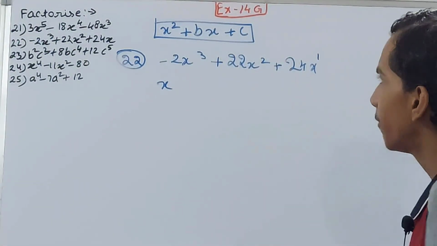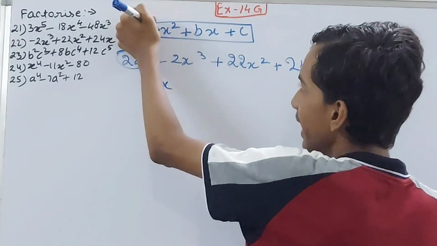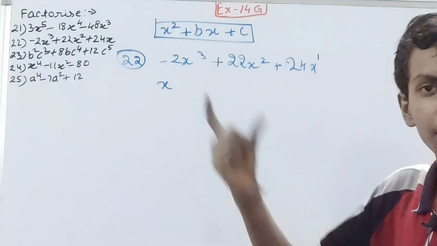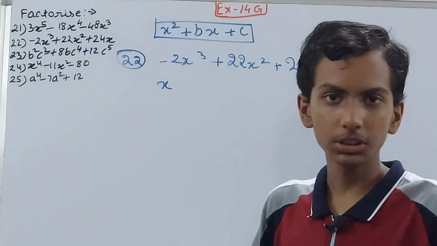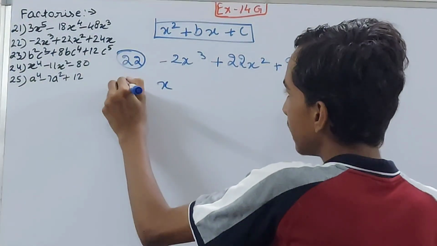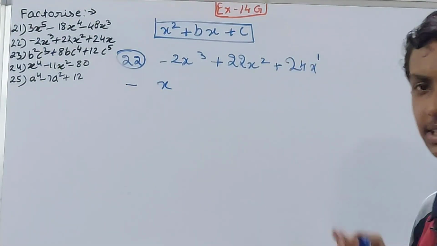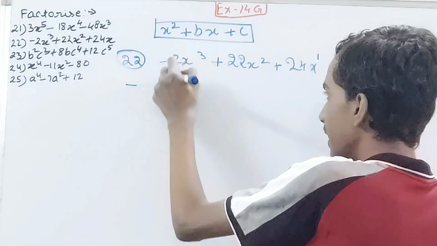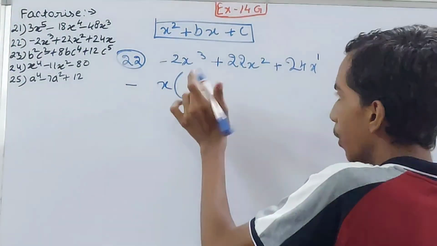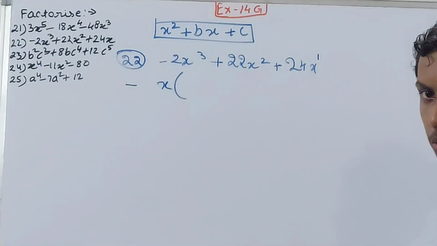Now see here, the first term of this standard form is what? Positive. The first term of our question is what? Negative. So I have to make it what? Positive. That means I have to take this minus sign outside. Clear? So if I'm taking the minus sign outside, the first term that will come here will become positive. That's why I will get x square here, right?